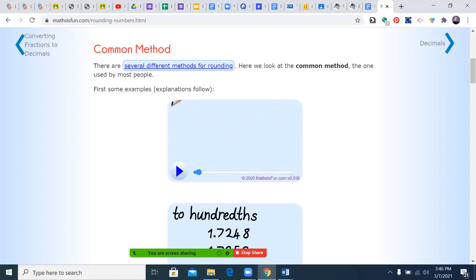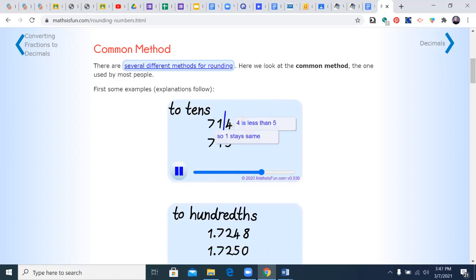Let's see if you had a chance to see that here. So if we're going to tens like we just did above, 714 and 715: 4 is less than 5, so the 1 stays the same, and we just turn that to a 0. But 5 is 5 or more, so that 1 goes up to a 2, and the 5 became a 0, so it went to 720.